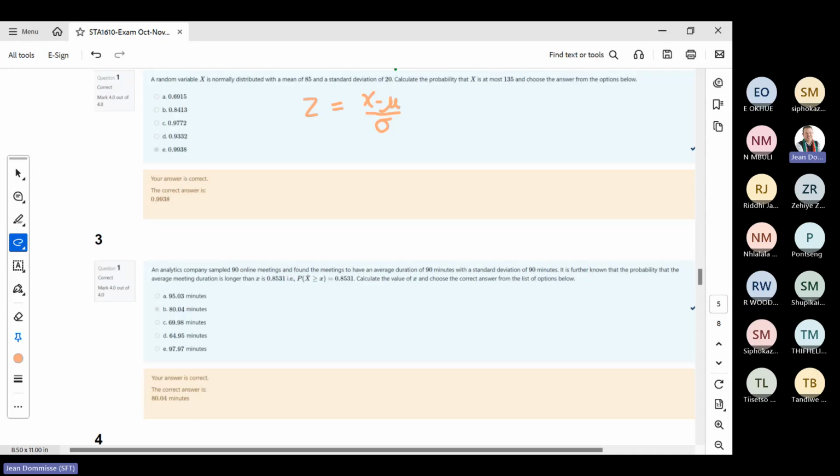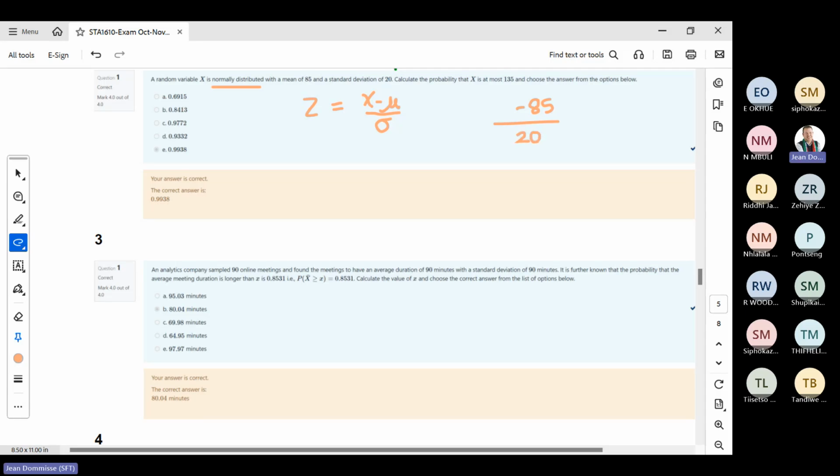So let's look at what they give us. A random variable X is normally distributed with a mean of 85, and a standard deviation of 20.